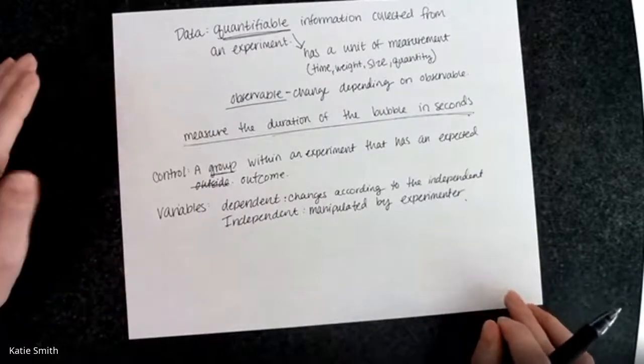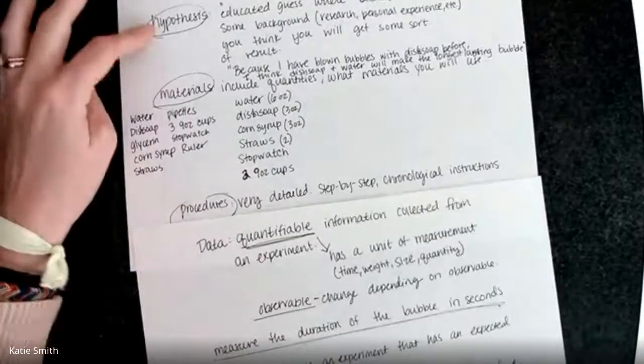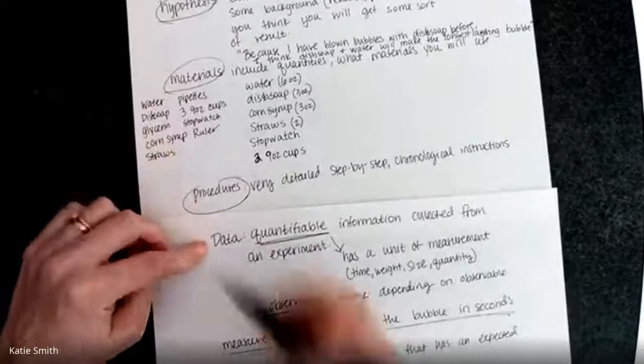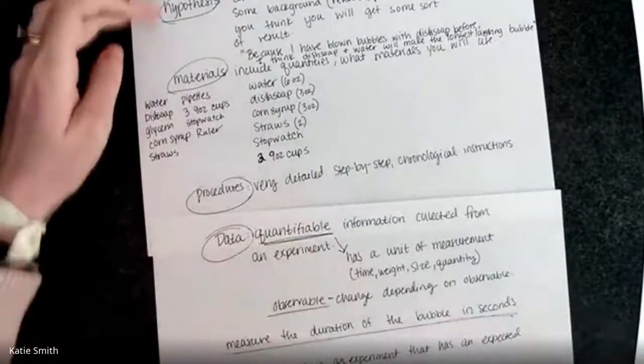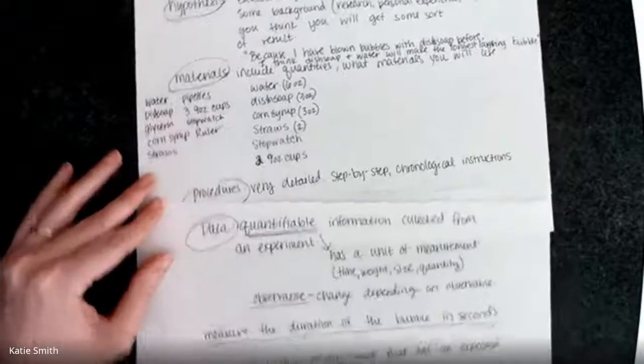So that is part of a lab plan. This is your setup here. So you would have hypothesis, materials, procedures, and then what data you will collect. So these are all components. Anytime we do a lab plan, these are going to be components that I'm going to be looking for.